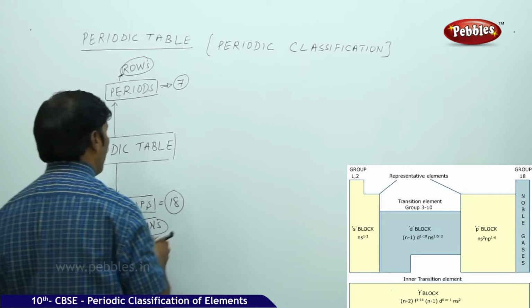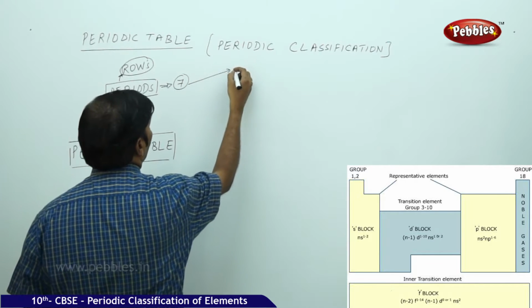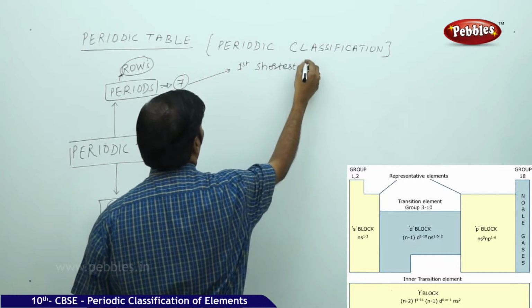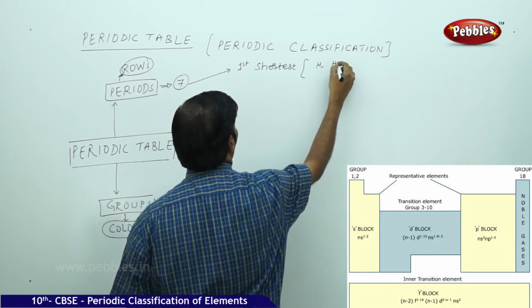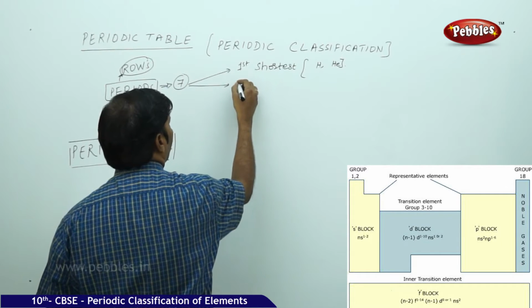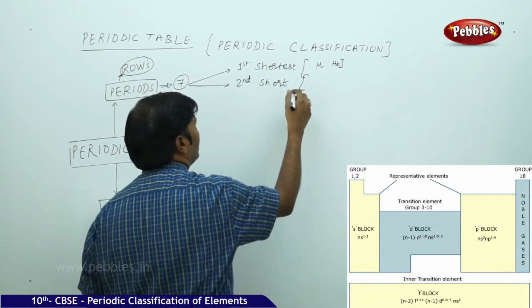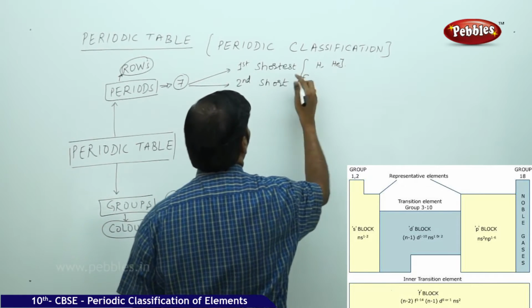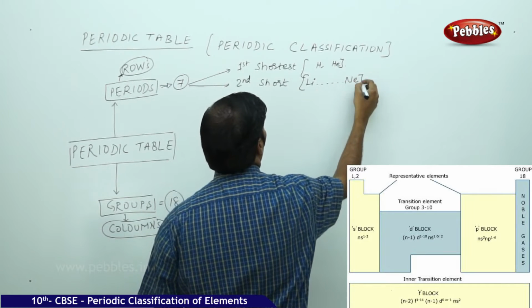In the 7 periods, the first one is the shortest, with only 2 elements, hydrogen and helium. The second is a short period with 8 elements in total, starting with lithium and ending with neon.